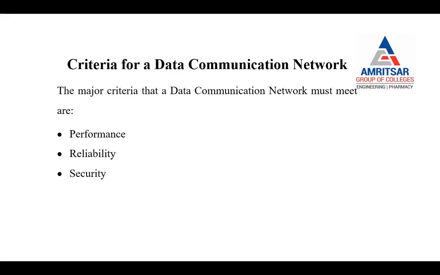So first, we need to specify the criteria for a data communication network. These are the major criteria that a data communication network must meet. First is performance. Performance is defined as the rate of transferring error-free data. If we are transferring error-free data, that is why we say our performance is good. It is measured by the response time.